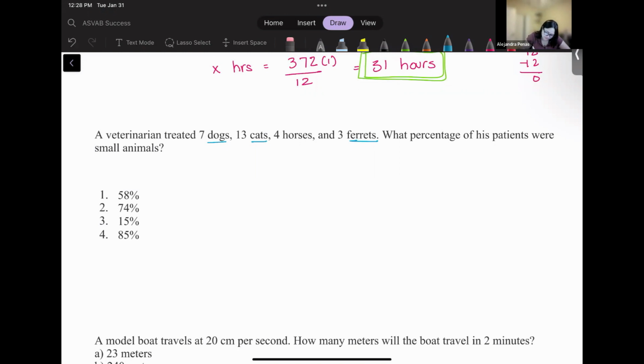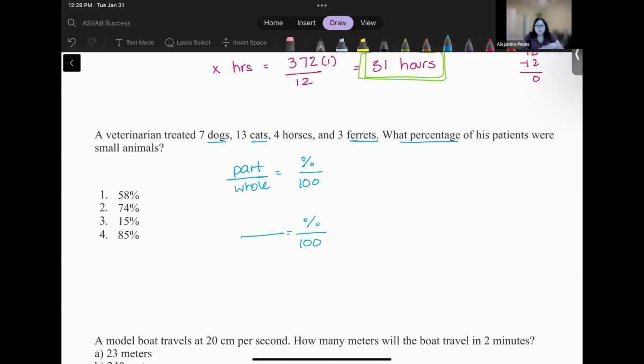So we want to know the percent, and we want to know the small animals. Let me write this better. So we are going to use the percent proportion because it is a percent problem. So we're going to have the part over the whole is equal to percent over 100. So the 100 doesn't change. We're looking for the percent. We don't know what that is. Now, what is the whole?